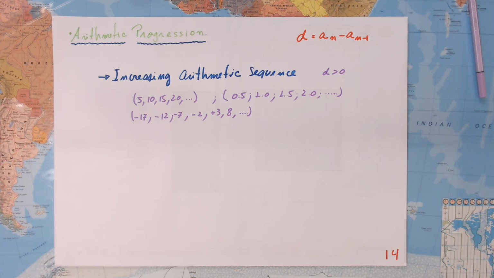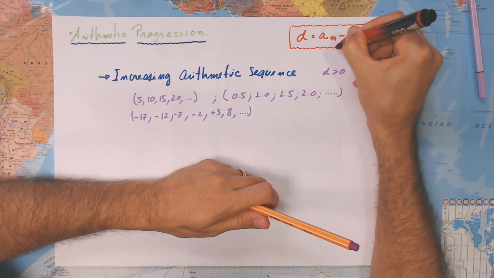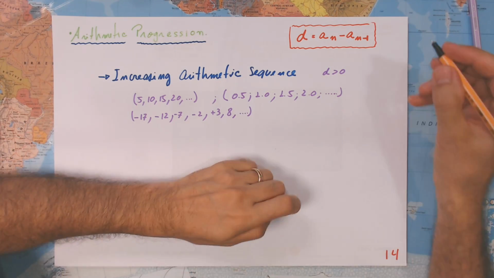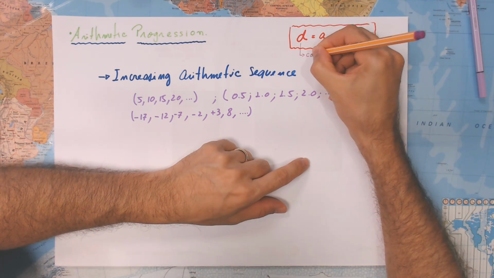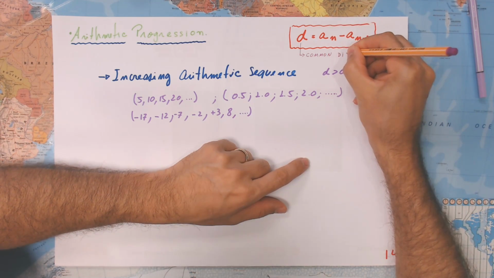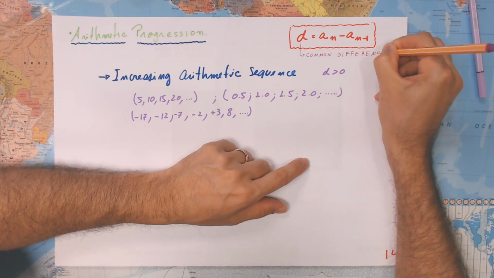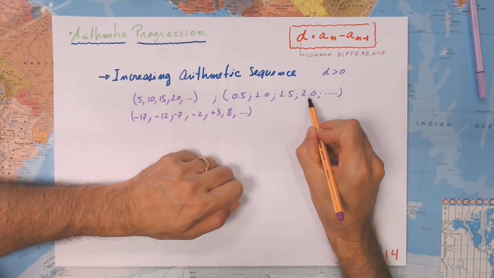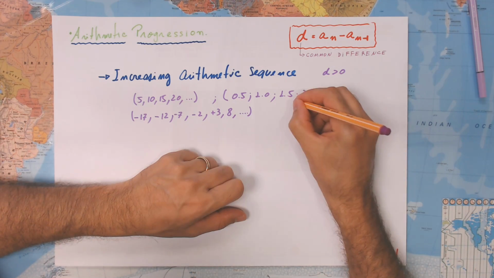Okay? And let's just give some names. This d has a name. This d is called the common difference. The d we call the common difference. Okay, it is the difference between this and this. This is a sub n and this is a sub n minus 1.